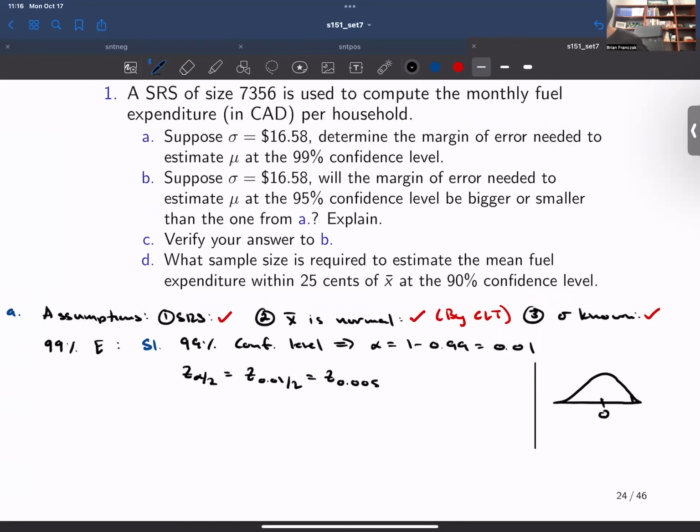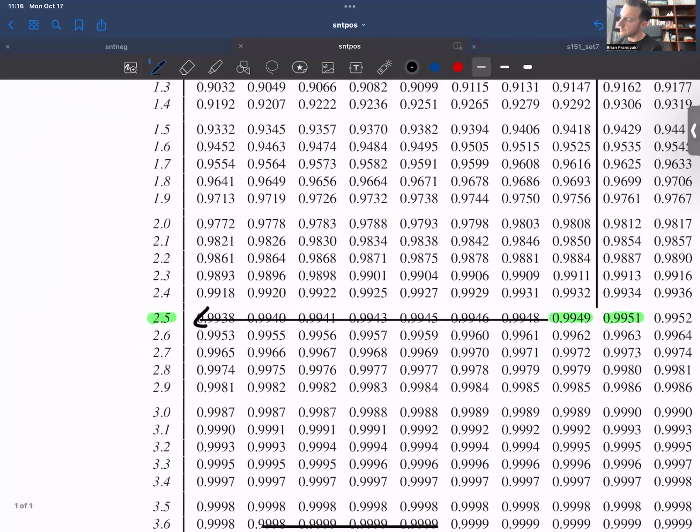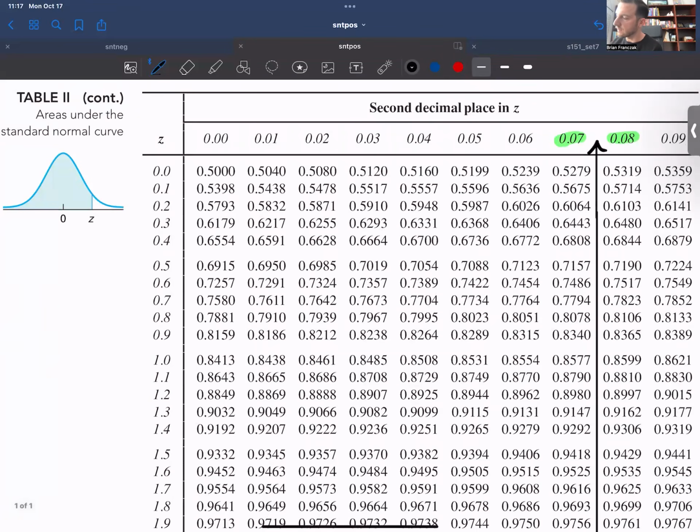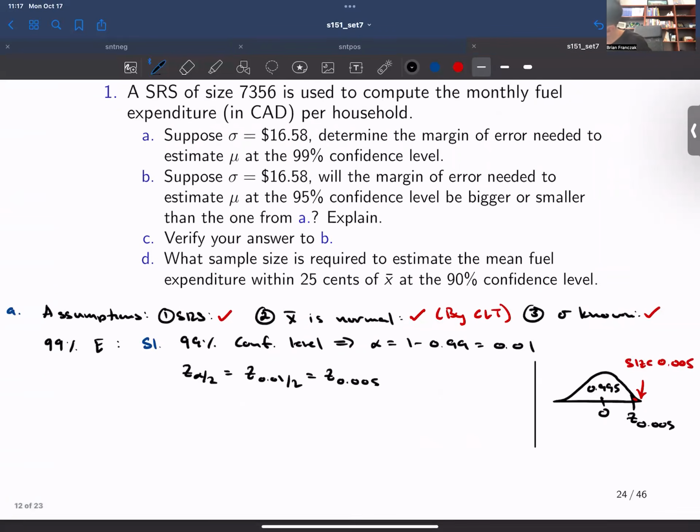Here's our standard normal curve, and here is the Z-score that we are looking for. This little tail area here is 0.005, which means that the area to the left of the Z-score we want is 0.995. If we go to our standard normal table, you can see that I already have this value highlighted. 0.995 is exactly in between 0.9949 and 0.9951, so that is 2.575, because we can average the Z-scores. So again, the 99% interval returns a value of 2.575.